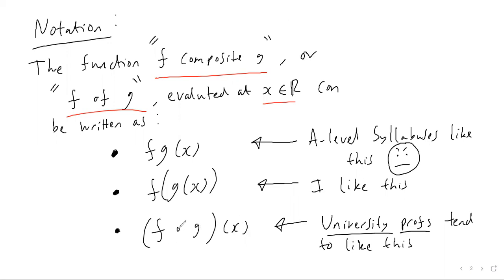It's quite a good notation in the sense that it makes explicit that you're composing two functions, and then you're evaluating that function at a number. So it makes theoretical sense, but you won't really see this in A-level or high school maths. This is more university pure maths. So we're going to stick with the A-level syllabus notation in my videos. Let's go to the next page.